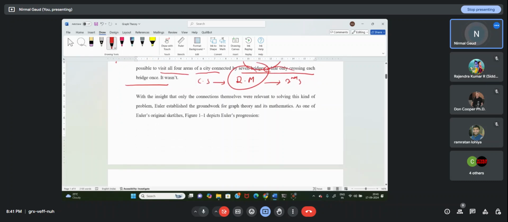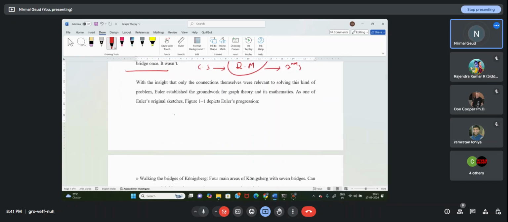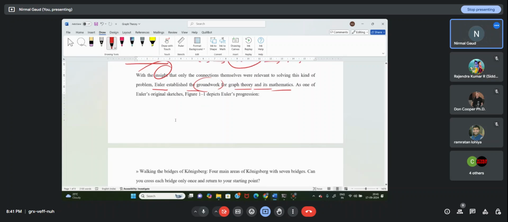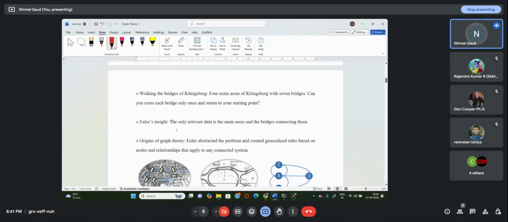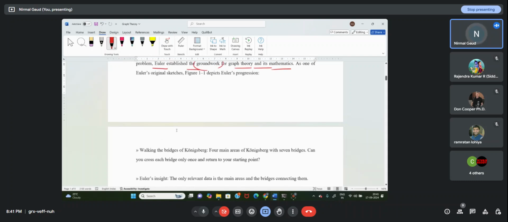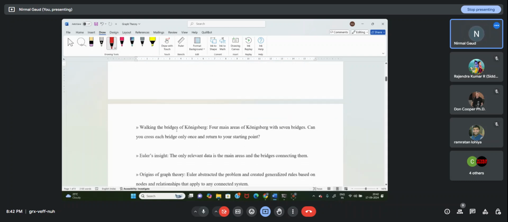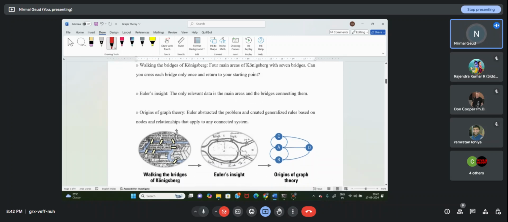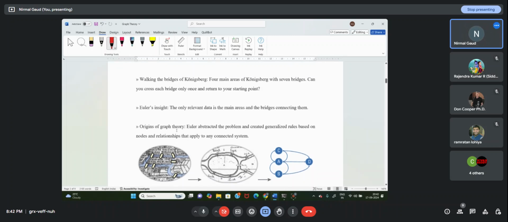Okay, so with this insight, a person named Euler established the groundwork for graph theory. That means he is the first person who came up with the concept of graph. And he said, fine, you have given a problem and you asked to solve the problem. So what are the suggestions given by Euler on this Königsberg problem?